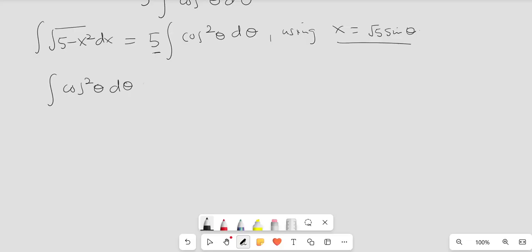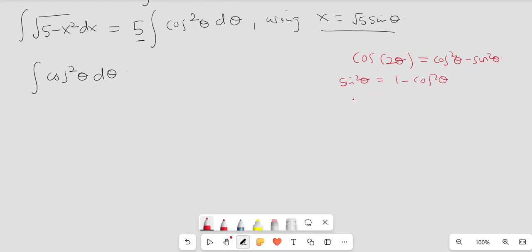So we know that cosine 2 theta is equal to cosine squared theta minus sine squared theta. And we know that sine squared theta is equal to 1 minus cosine squared theta from the Pythagorean identity. We can plug that in: cosine 2 theta is equal to cosine squared theta minus (1 minus cosine squared theta).